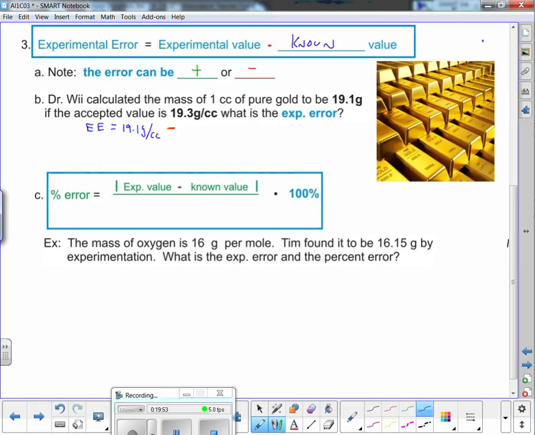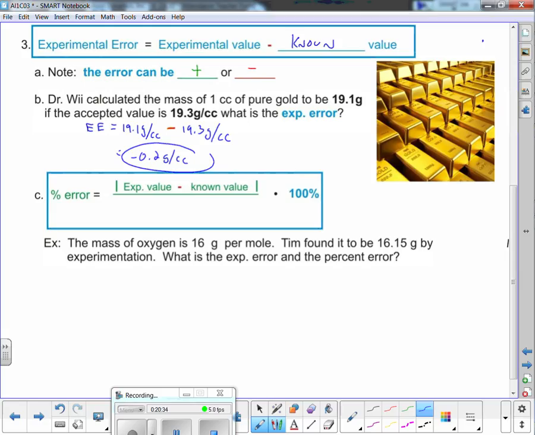What if you didn't know the known value? Where are you going to get it? Guess where I got the known value from when I made up the question? I looked it up on the internet, Google it or Bing it or whatever. And so 19.3 grams per cc. A cc is a cubic centimeter. And therefore then just run those numbers. Our answer is going to be a negative 0.2 grams per cc as the experimental error. It's just how much he is off from the known value.